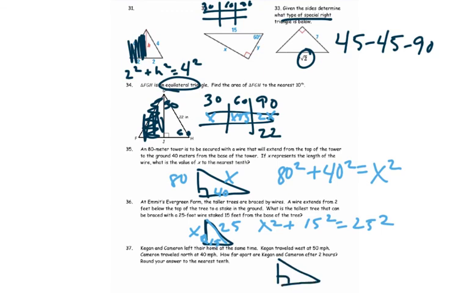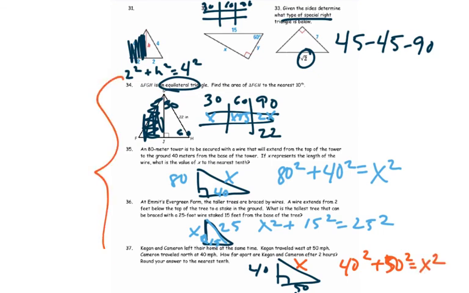37, Keegan traveled west. West would be left and right. Cameron traveled north. North would be up and down, leaving us with an x. 40 squared plus 50 squared equals x squared. So all of these word problems are always Pythagorean theorem. Not too bad.